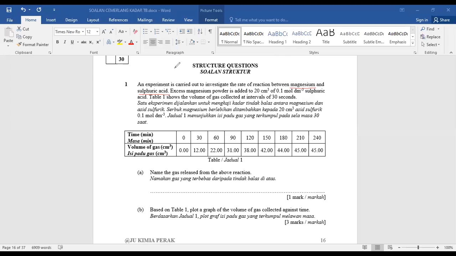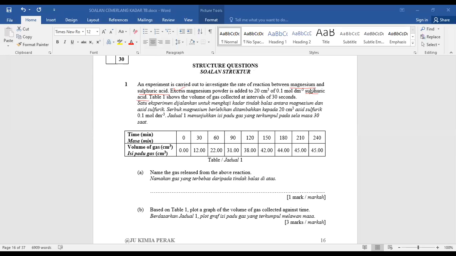Now why is it important? Because from here we are going to get our chemical equation. And also, can you see excess magnesium powder, meaning this will be extra. This will be excess, and the sulfuric acid is the one which will determine whether the reaction will stop or continue. This is the limiting reactant.